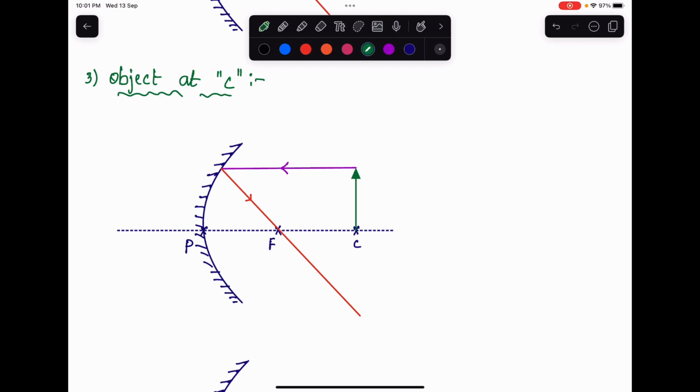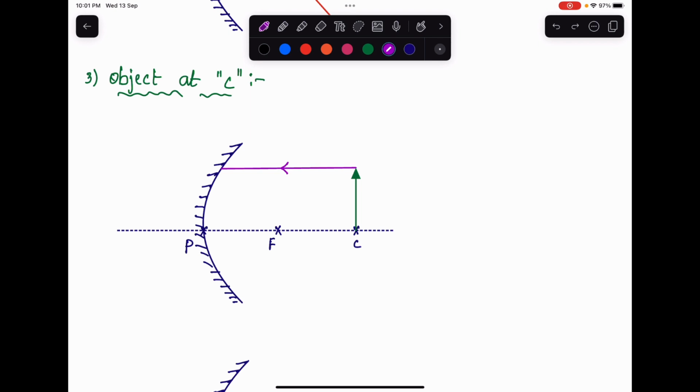And next, rule number 2: light ray passing through focus. Here I will adjust somehow to get my image straight away. Now we are not getting the image exactly under C, children, because I have just taken rough calculations over here. What if this diagram is done properly? Then exactly the image will be under the C only. So when you take the dimensions clearly, you will get this perfectly.